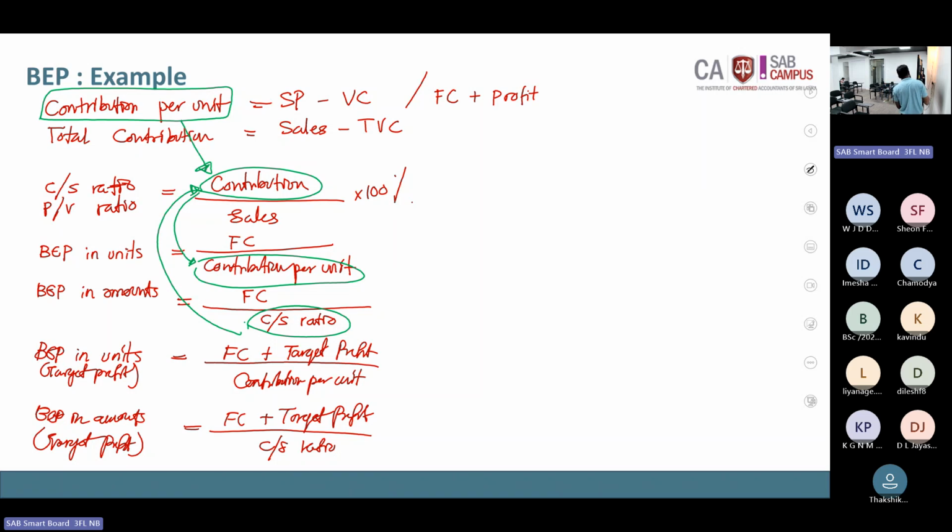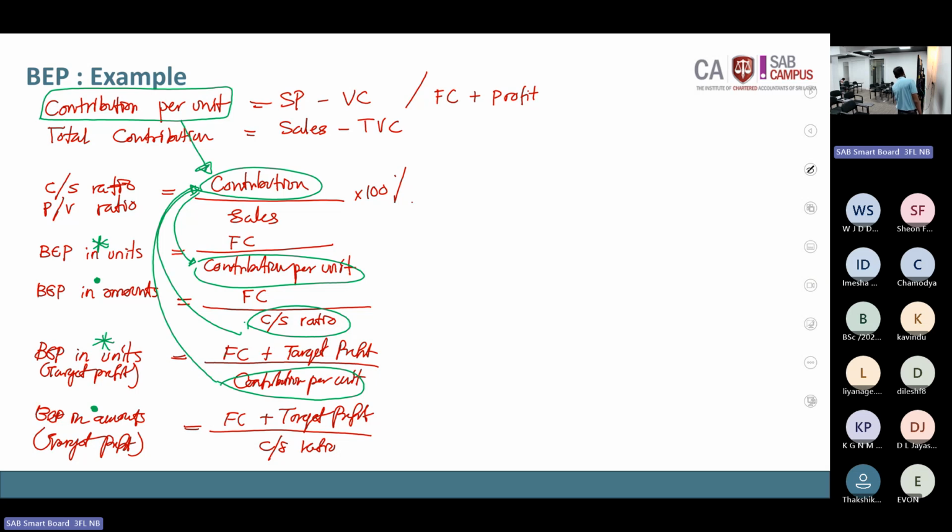The main formula is this formula and this formula. You can see the same formula: fixed cost divided by contribution per unit. Again here fixed cost. The only difference is the target profit we have to add. Divide by contribution. So if we take these two formulas, again same: fixed cost divided by CS ratio, here fixed cost plus target profit divided by CS ratio. And again we need contribution.